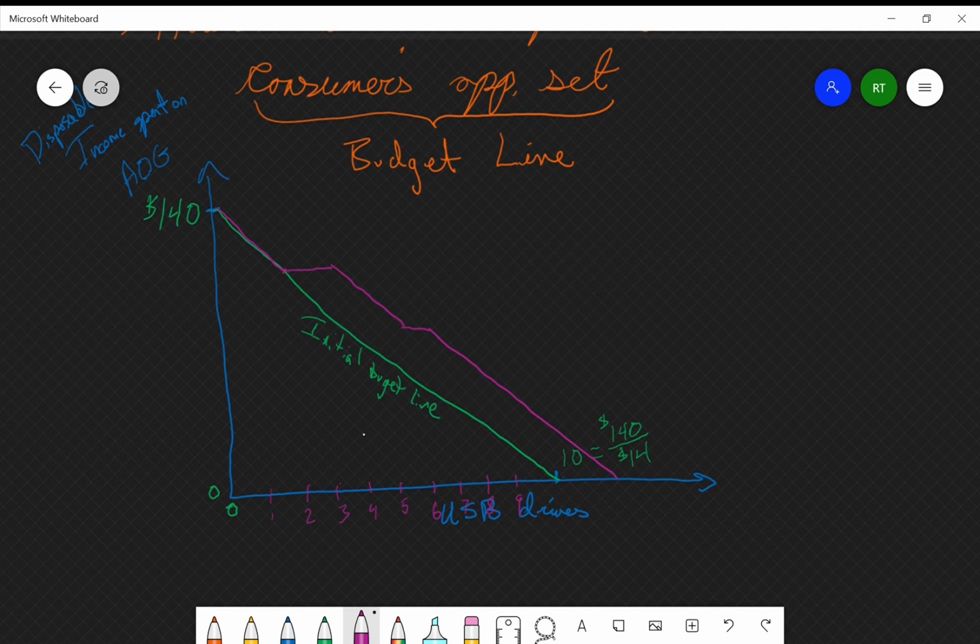Since it's a limit of 2 per customer, that's where our expansion ends. This is the free one, so this is our second free USB drive, and this is our first free USB drive. All right, so that is the way that we show a budget line, or budget set, and the expansion with and without the buy 2 get 1 free offer. All right, hope that helps.